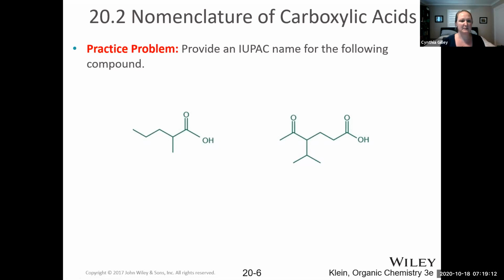Let's do a practice problem. Go ahead and try to provide an IUPAC name for the following compounds. If you'd like, pause it so you can give yourself some time, and then we'll talk about the answer.